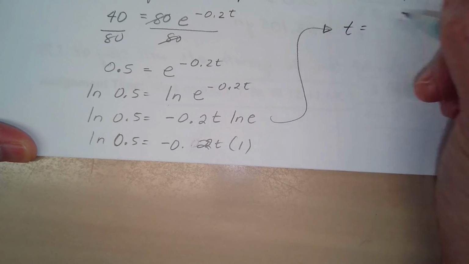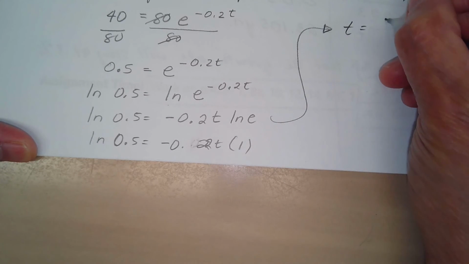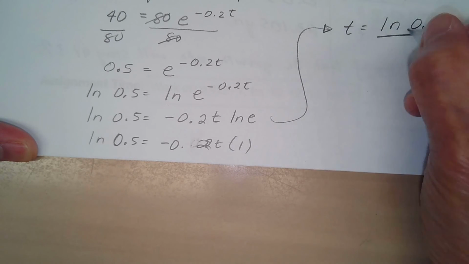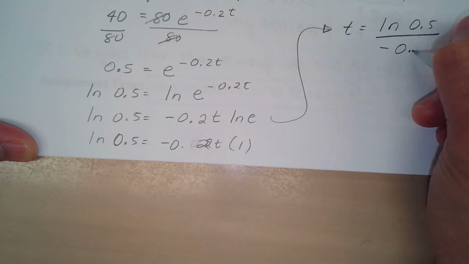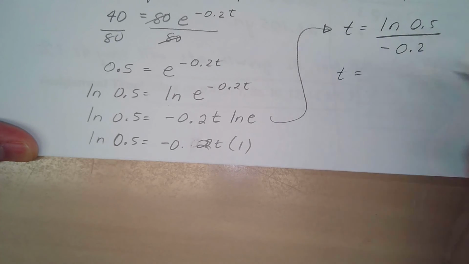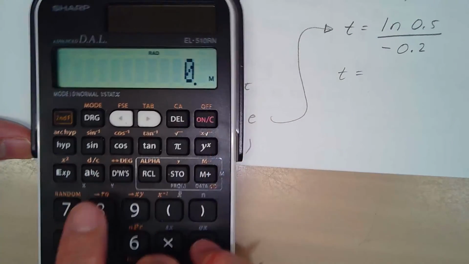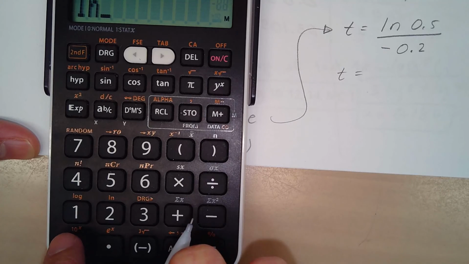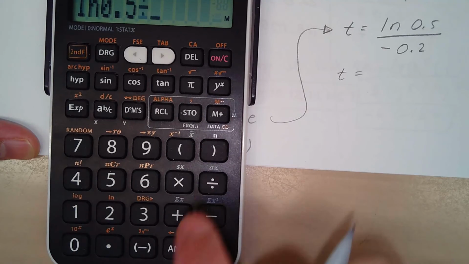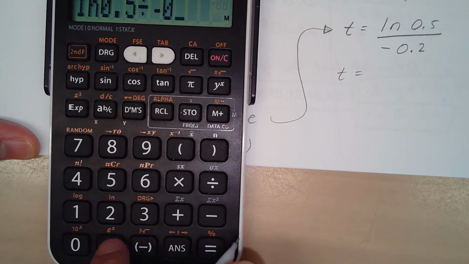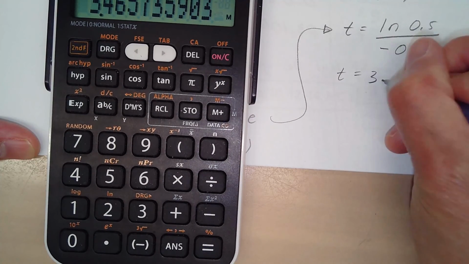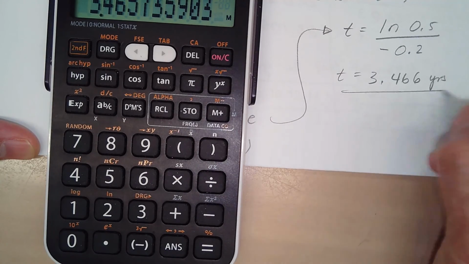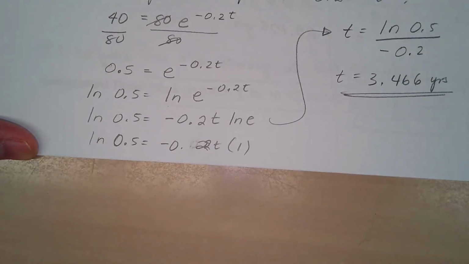So t is equal to the natural log of 0.5 over negative 0.2. Okay, let's see what that number comes up with. 3 point something? Okay. 3.466 years. So about 3.466 years.